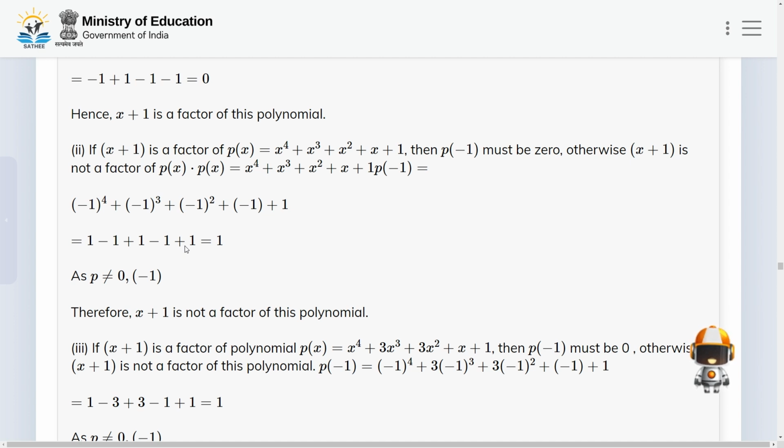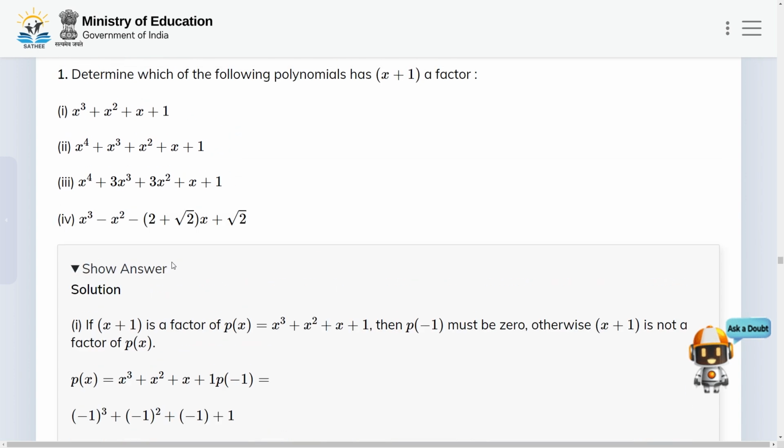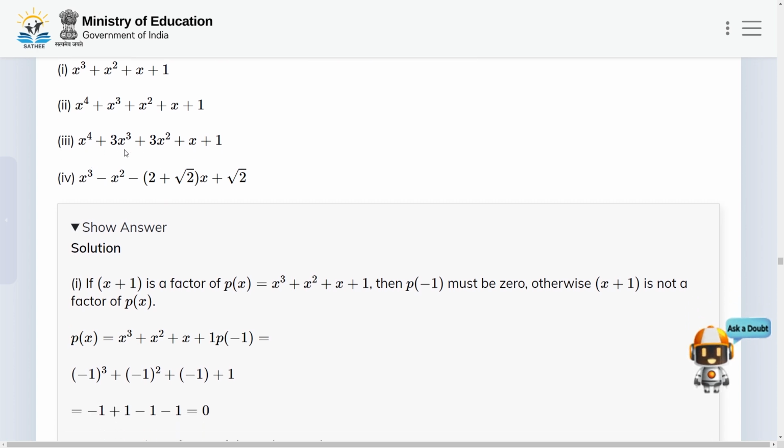It implies x plus 1 is not a factor of the polynomial p of x equals x to the power 4 plus x to the power 3 plus x square plus x plus 1. Okay, so x plus 1 is not a factor of this polynomial. Now let us check the third one. In the third one we have this polynomial: x to the power 4 plus 3x to the power 3 plus 3x square plus x plus 1.